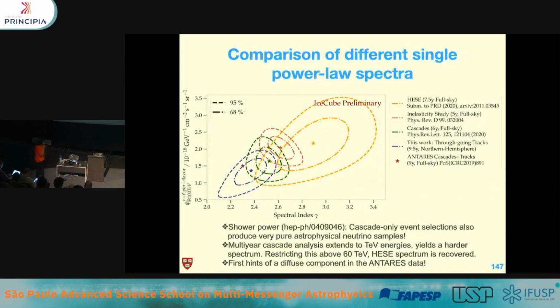So now we've measured the astrophysical neutrino flux in multiple ways. This is sort of a first summary plot. Let me explain what this plot means. We assume that the astrophysical neutrino flux is given by an unbroken power law, something like E to the minus gamma. And this is the normalization of that flux per flavor at 100 TeV.